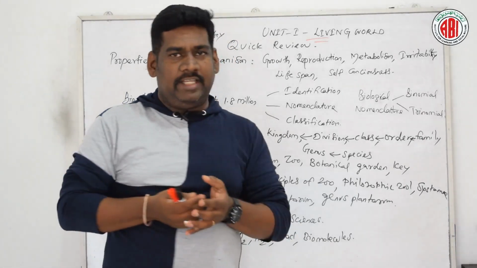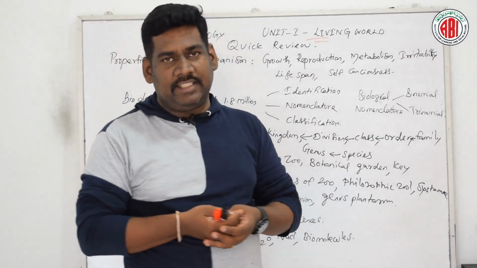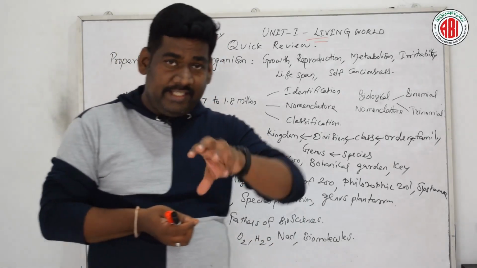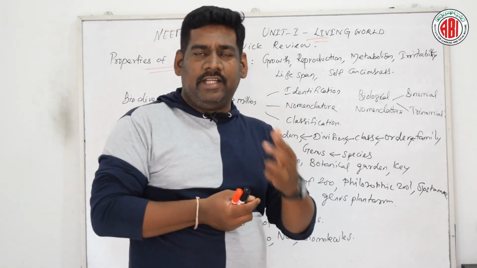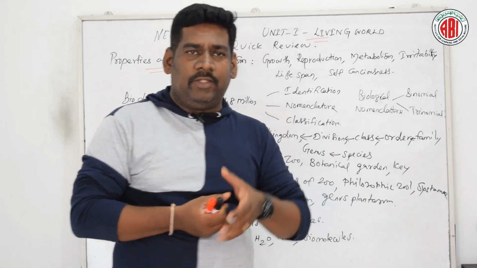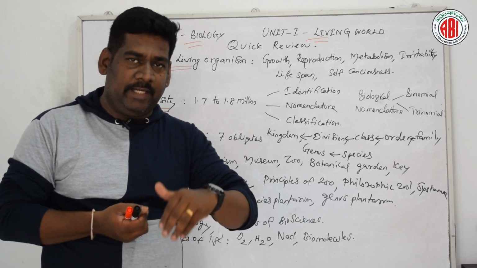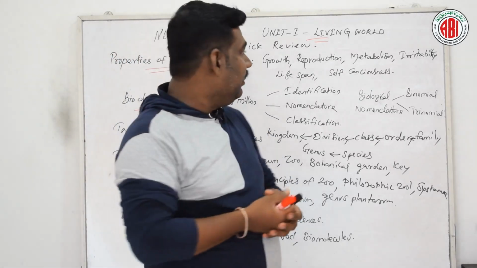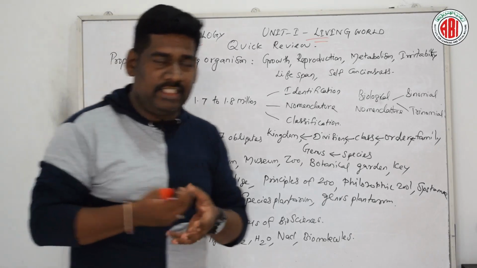Likewise, meiosis is another type of cell division that is seen only in the reproductive cells. There are two major reproductive cells, spermatozoa and ovum, the male reproductive cell and the female reproductive cell. There we see this meiosis kind of cell division.